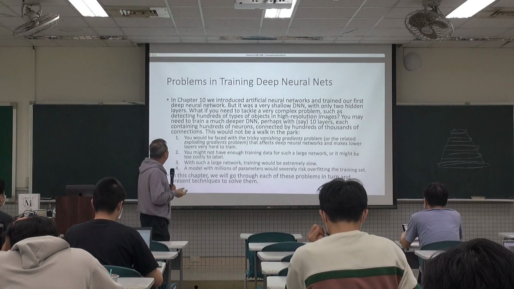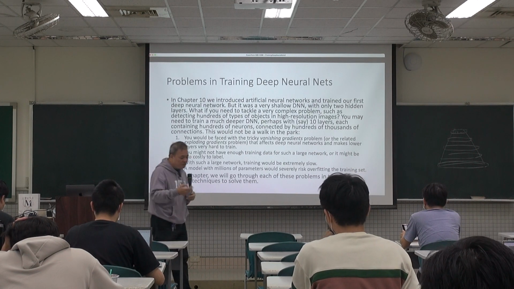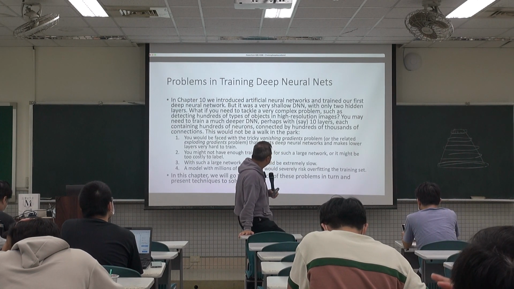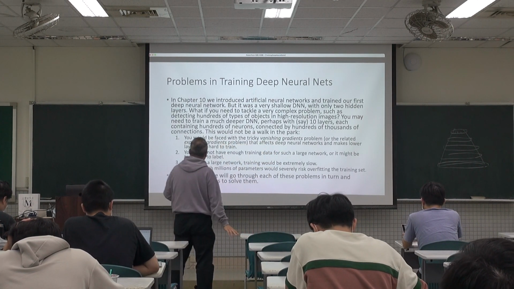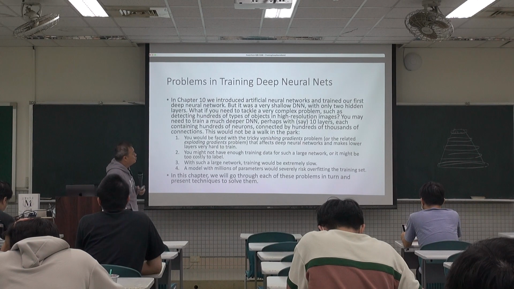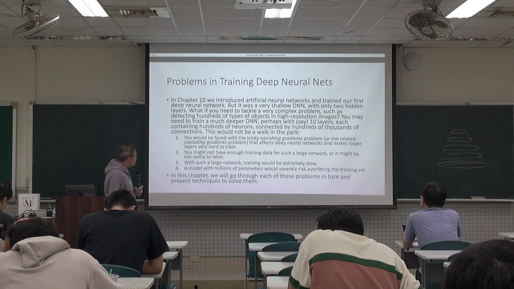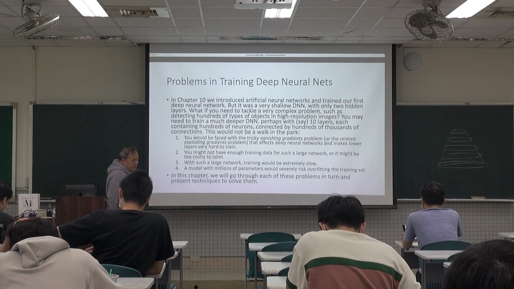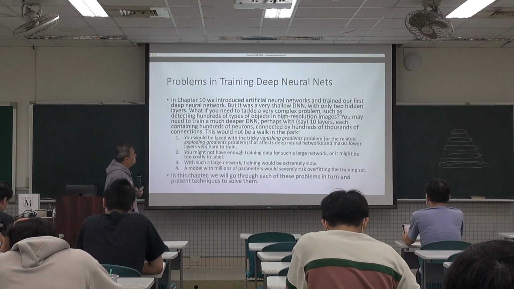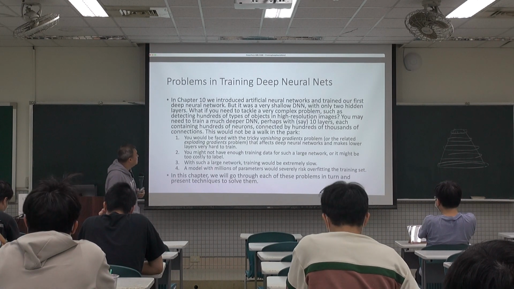So, in the previous chapter, chapter 10, by the way, we just finished chapter 10, and now we are on chapter 11. Chapter 11 talks about techniques on how to train neural networks. Although we tried to train our neural network in the previous chapter, it was a very shallow DNN with only 2 hidden layers.